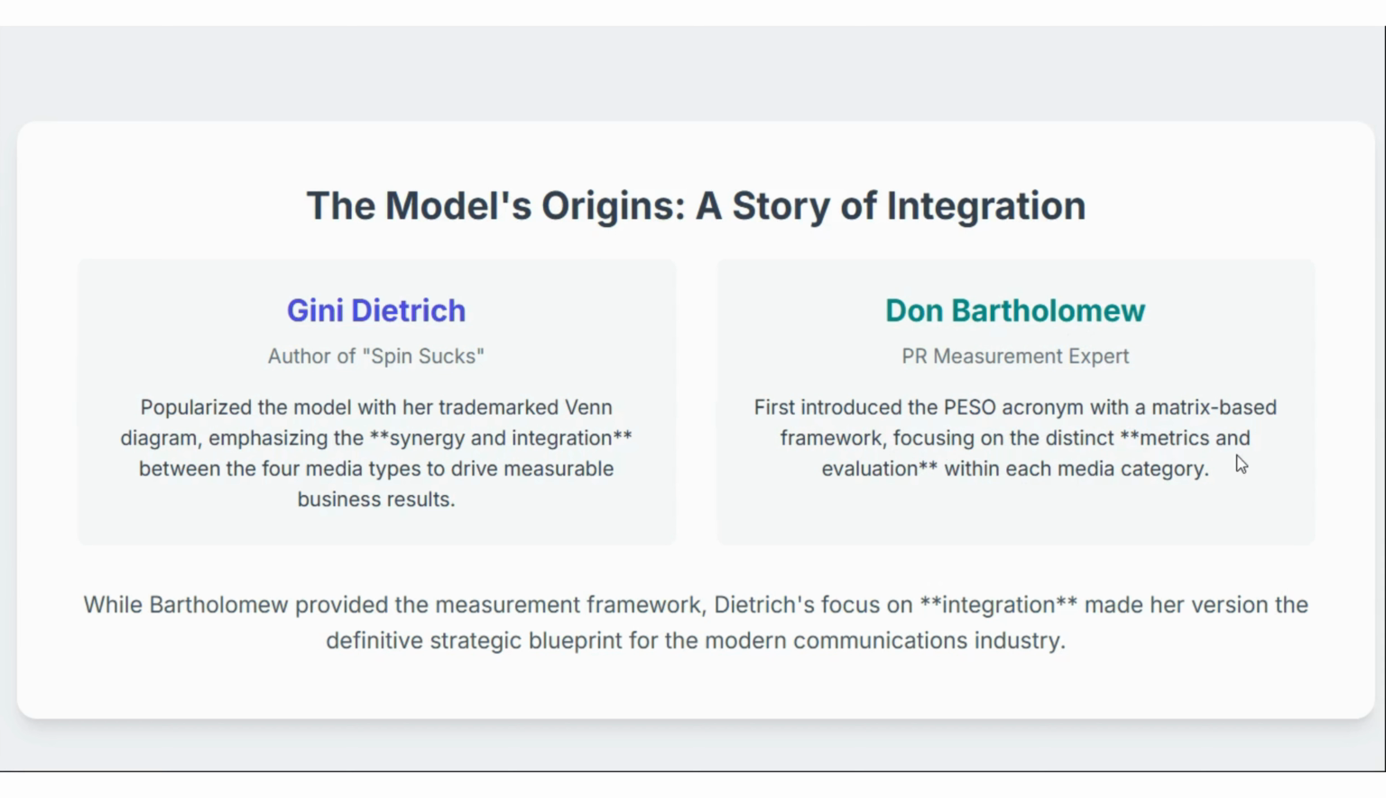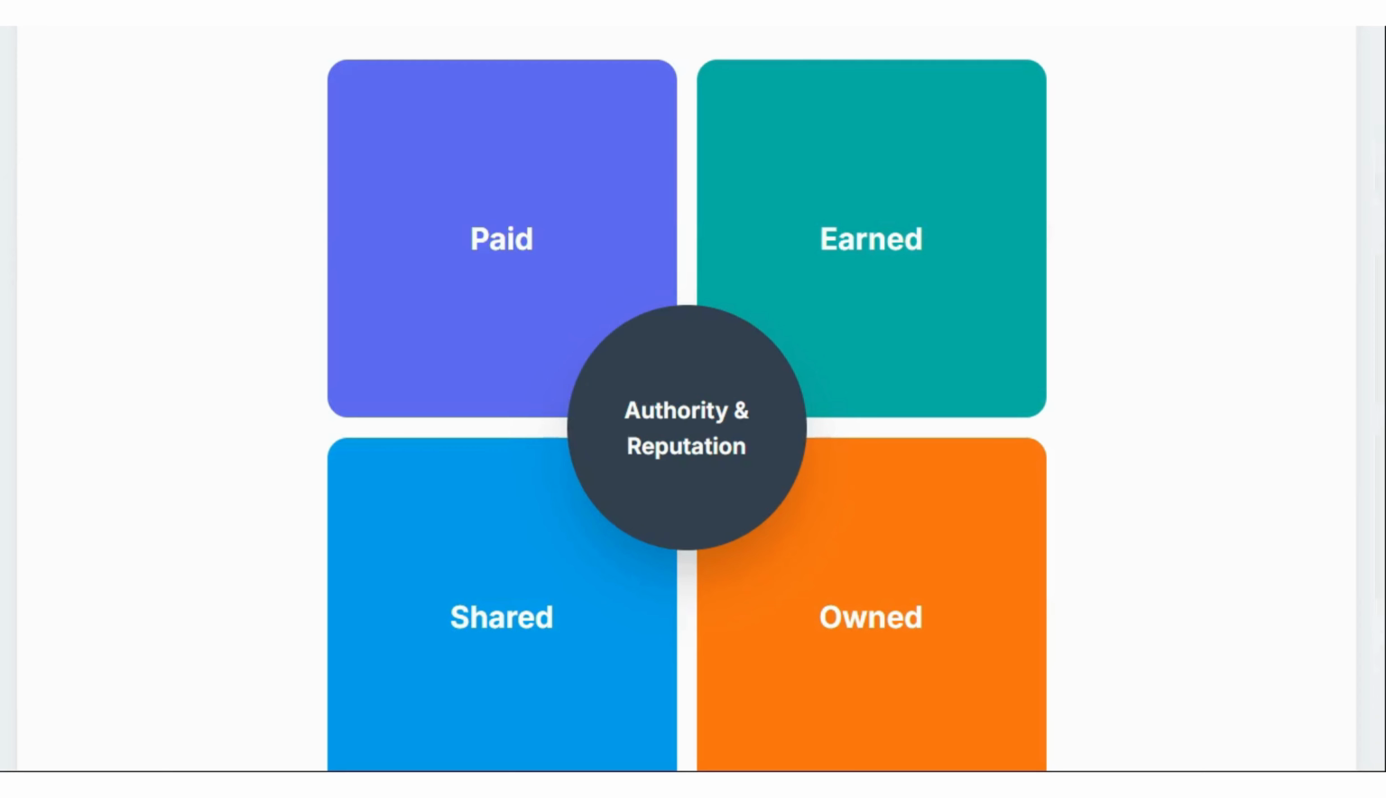And it focuses on distinct metrics and evaluation in each media category. What should we measure in each of these media categories? So, to cut it short, Bartholomew provided a measurement framework, but Dietrich's focus on integration made her vision the definitive strategic blueprint for the modern communications industry. You can watch many of her interviews on YouTube. Many YouTubers have talked to her about this model, and she talks in detail about it, but today I'm only showing what I learned from this model from deep research.